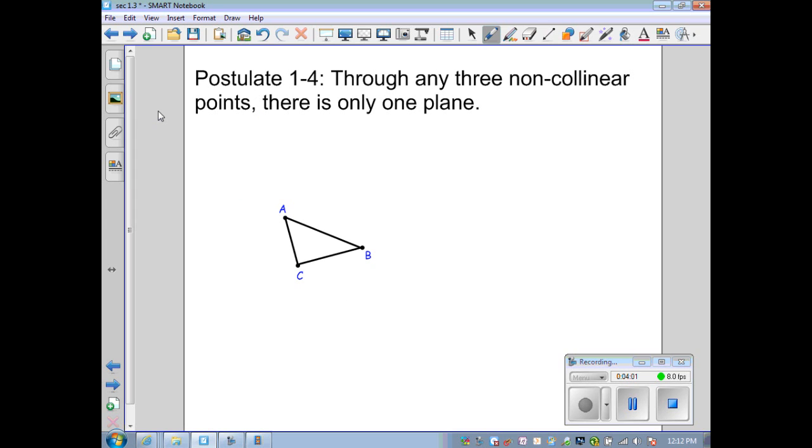Our next postulate states, through any three non-collinear points, there is one and only one plane. Here I'm giving 3 points. They form a triangle, and I can identify the plane to be A, B, C. Now remember that this plane can extend forever without end. In other words, it would keep containing the entire screen and continue on.